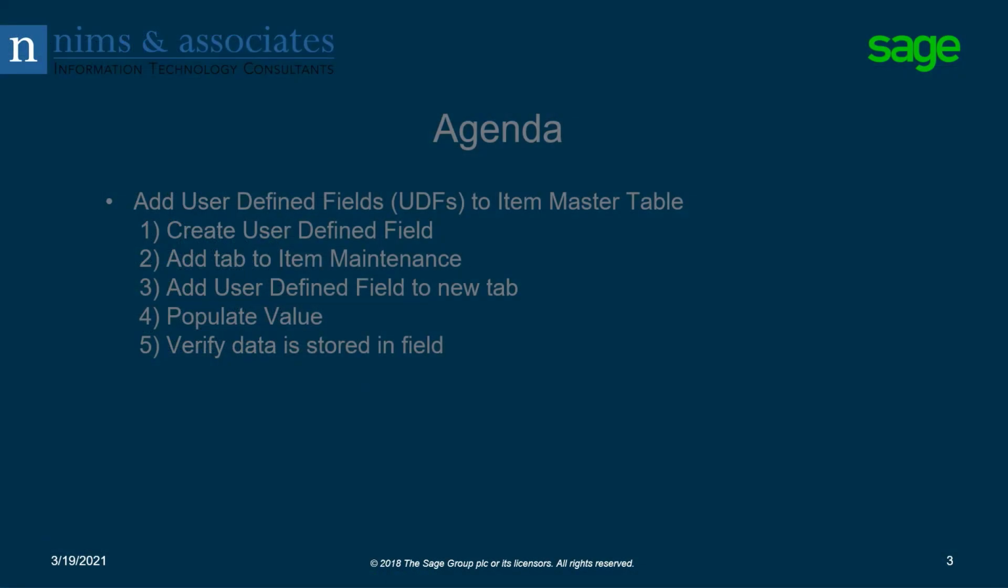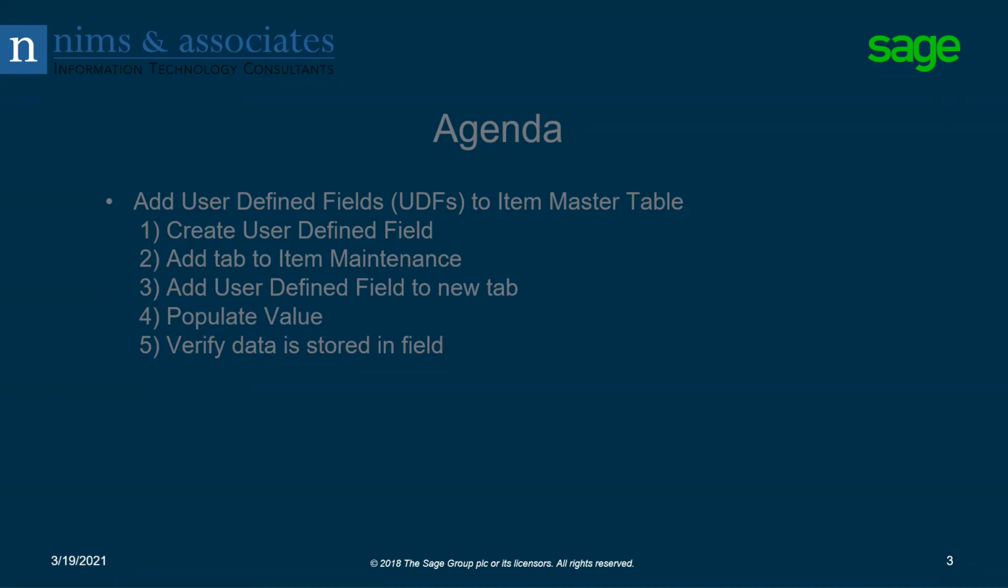So as a recap from our agenda, we added a user-defined field to the item master table called CI_item. We created the user-defined field, and we added a tab to item maintenance, and then we added the user-defined field on the new tab. So basically, anytime that we do a user-defined field, there's essentially two steps in this example. One is to create the field, and the second step is to add it to the screen.